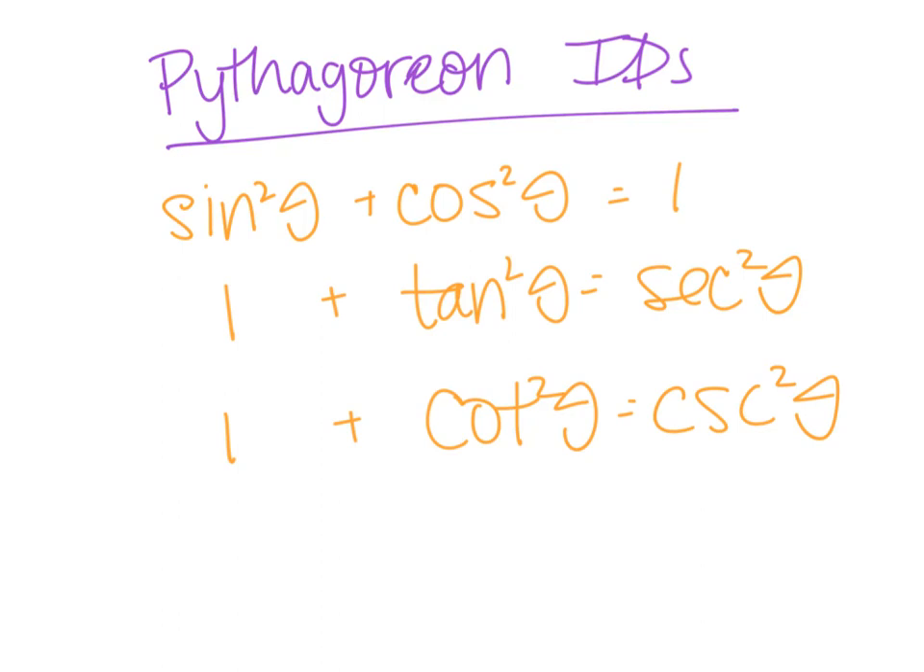Make sure in your notes you have all 4 sets of identities written down, big box around them: quotient identities, reciprocal identities, the negative angle identities, and these Pythagorean identities. You will be expected to have all these memorized, as they'll be imperative as we work with verifying identities as well as trig equations.